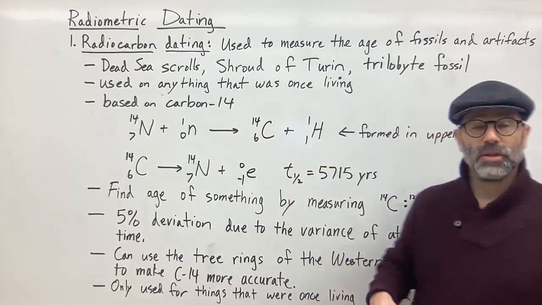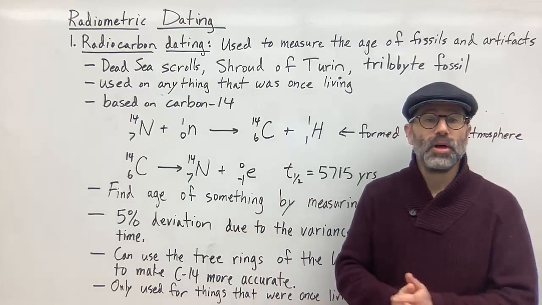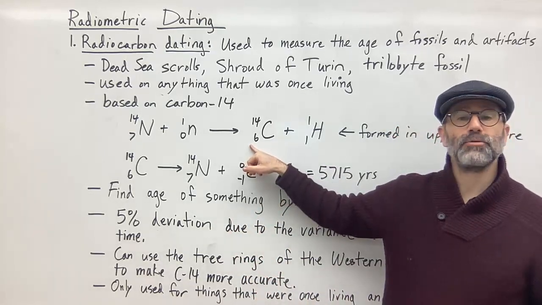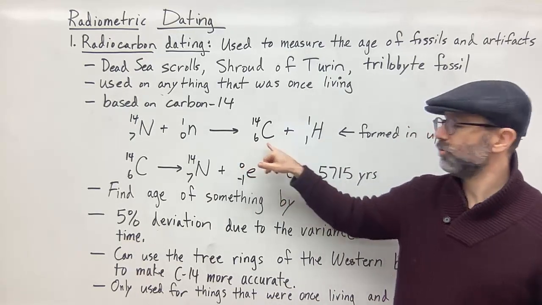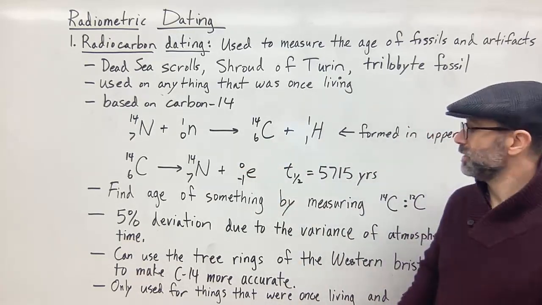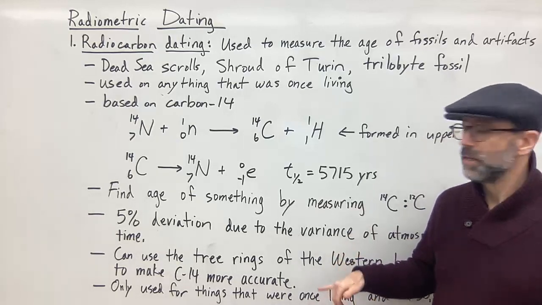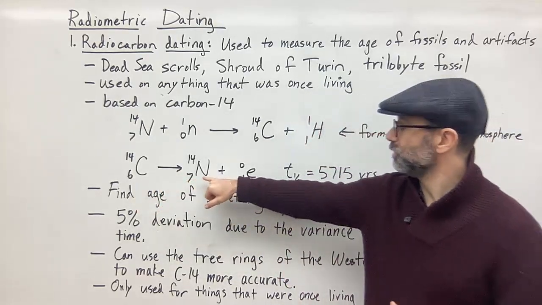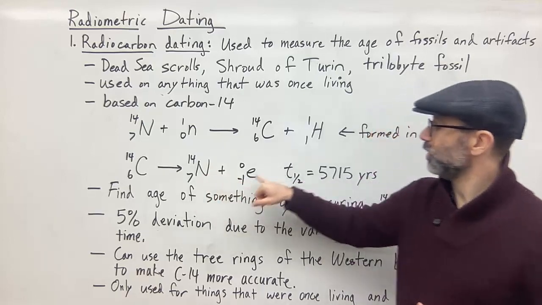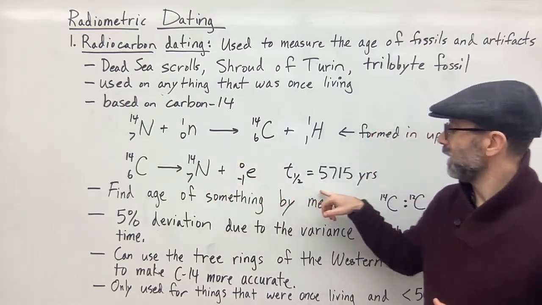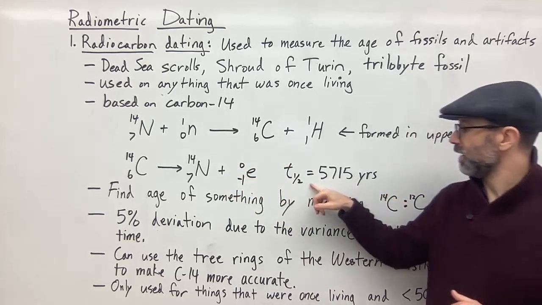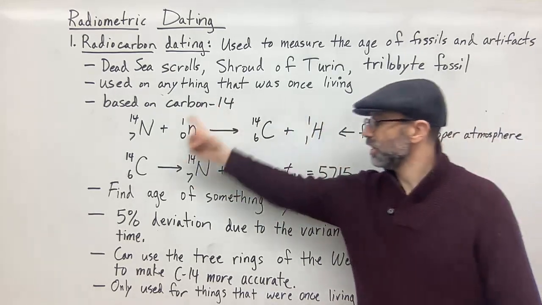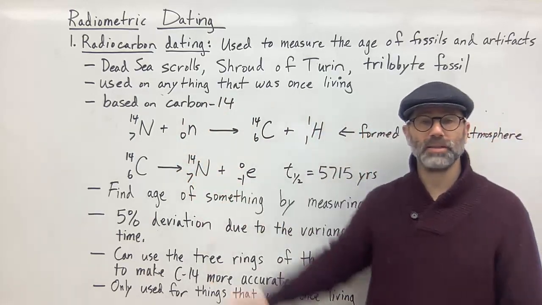And then there's the decay process. So carbon 14 is a radioactive form of carbon. So this is going to undergo decay. In particular, it's going to undergo beta decay. And so carbon 14 is then going to go back to nitrogen 14, and it's going to release a beta particle. The half-life for this process is 5,715 years. So these are two constant processes.